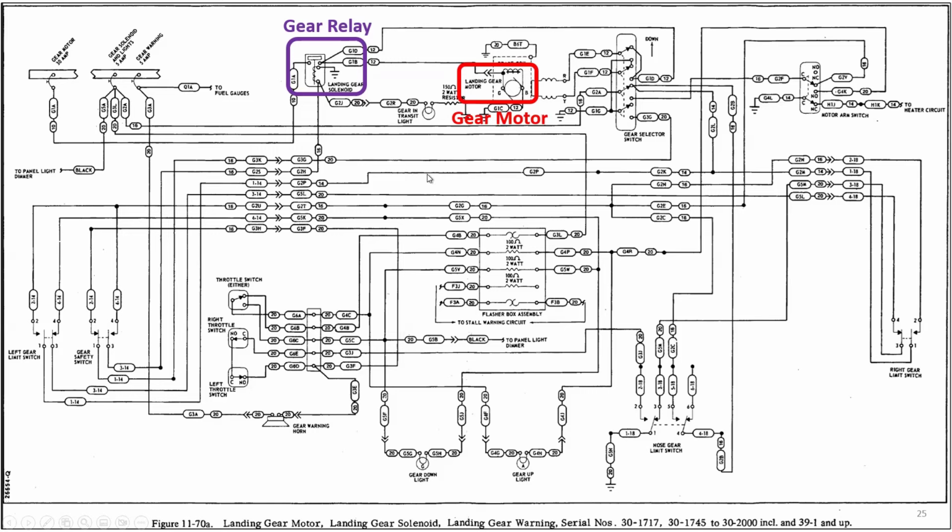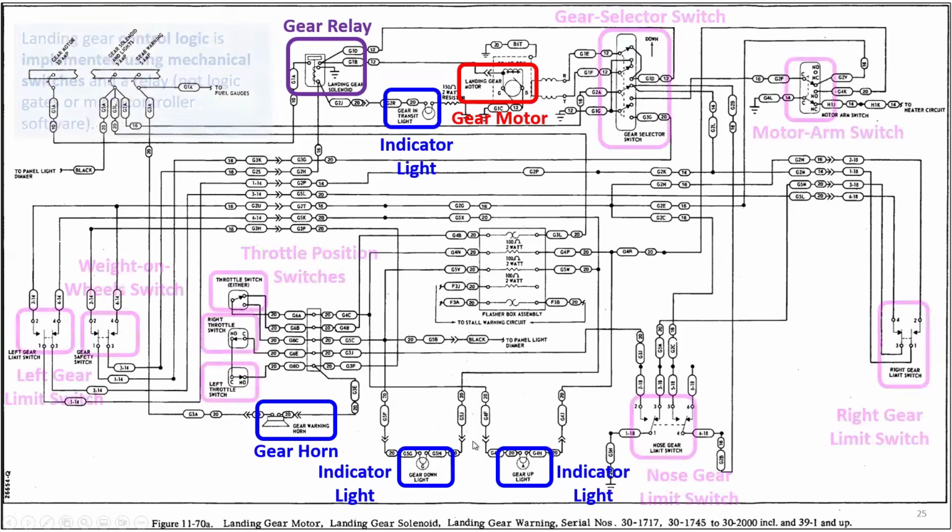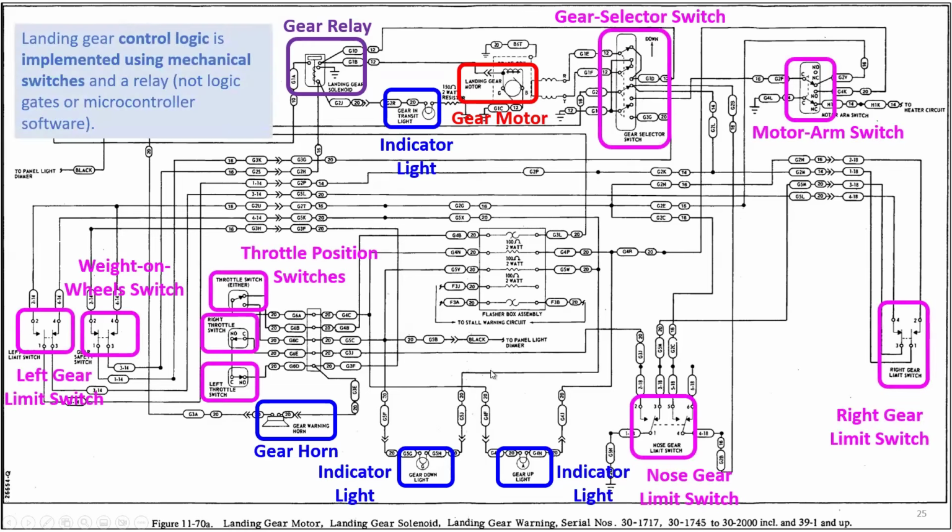And then you've got to control those. And then there's a gear horn and indicator lights that have to be controlled, right? So all these devices have to be controlled by these 9 switches. And so you can see multiple poles and multiple throws on these switches. Look at this one up here, the gear selector switch. That is a really complex looking switch with lots of wires going to it. And so all of this does what I described on the previous slide.